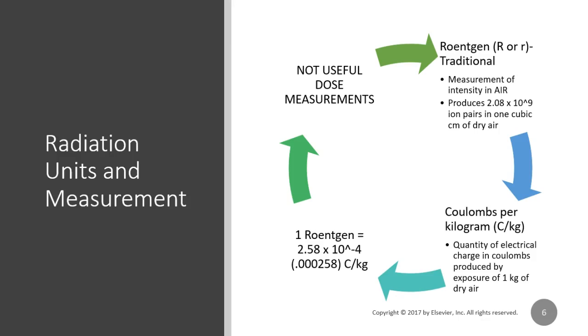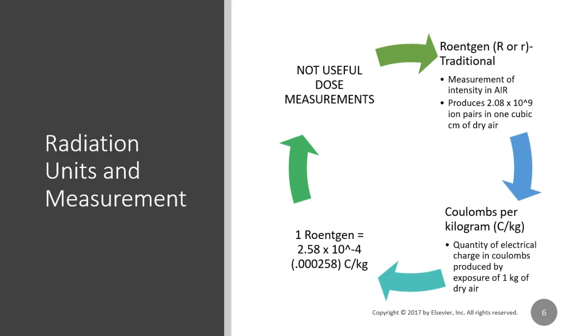But when we talk about traditional units, we're talking about the Roentgen. It's symbolized by the capital R, and it's a measurement of intensity in air. So it produces 2.08 times 10 to the ninth ion pairs in 1 cubic centimeter of dry air. So the important part is that you know that it's the Roentgen, and it's the capital letter R, and it's a measurement of intensity in air, okay?